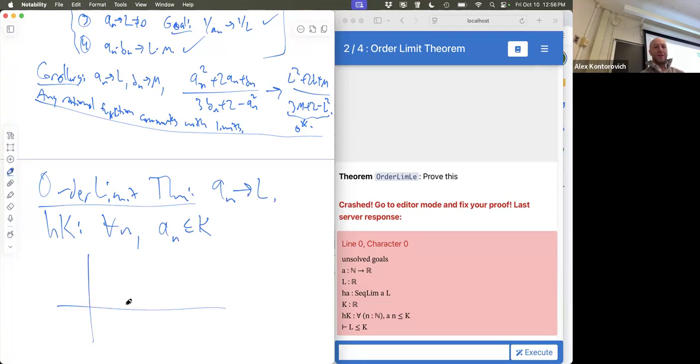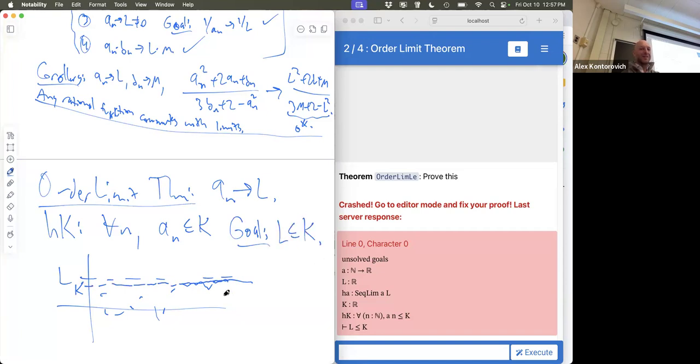So the picture is, here's your ans, and they're getting closer and closer to L. And you know that there's some value of k. I'll put it, I don't know, over here. And all of the ans are upper bounded by k, all of them. Then this picture is impossible. L can't be bigger. The goal is to show that L is less than or equal to k. Not this.